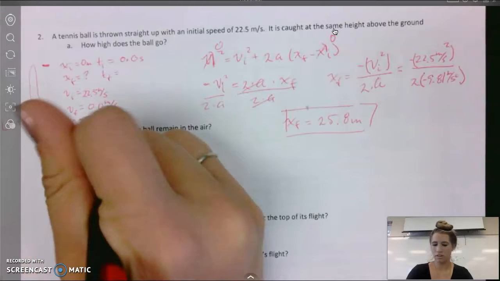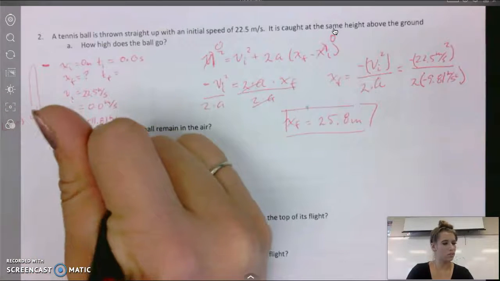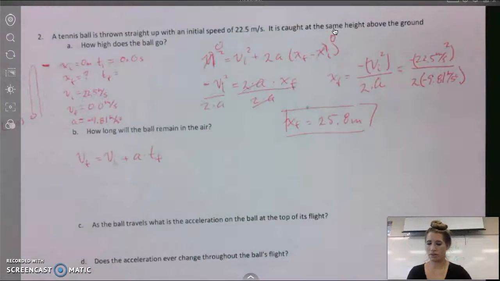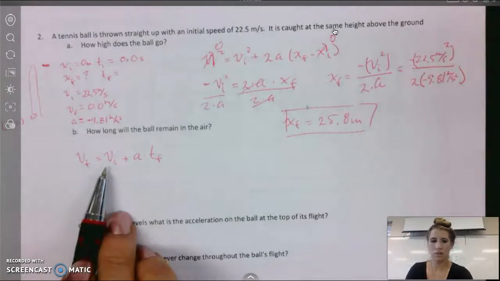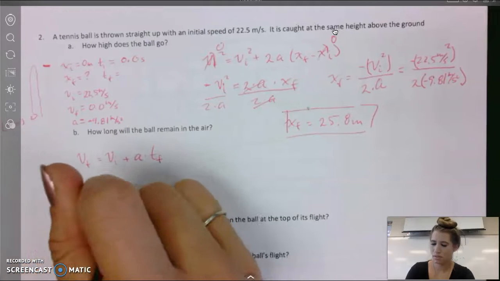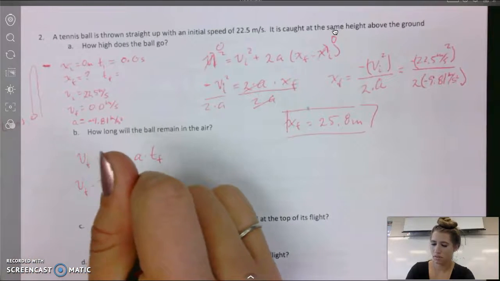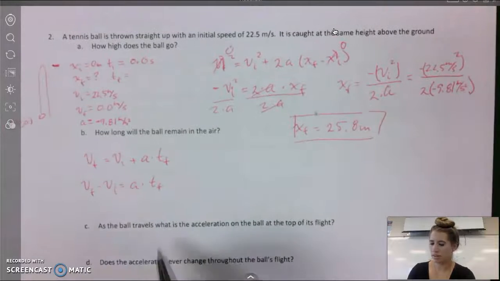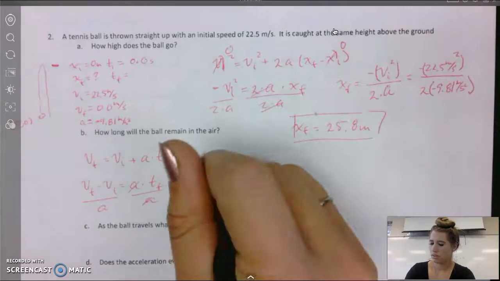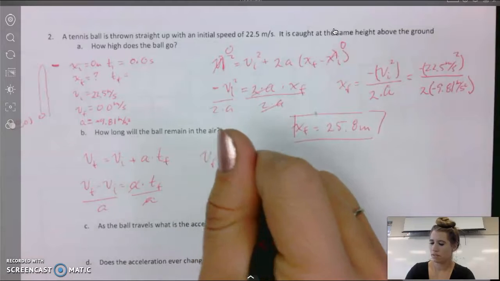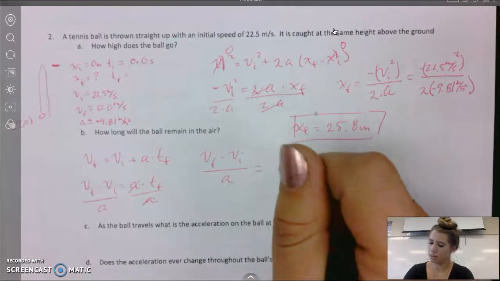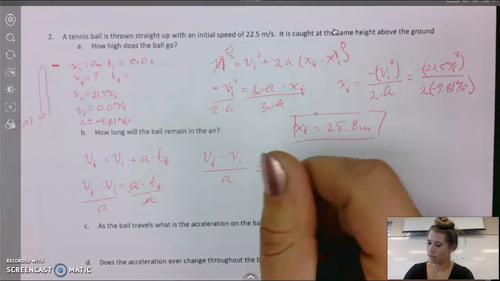Velocity final equals velocity initial plus acceleration multiplied by time final. I'm solving for time final. So I'm going to first subtract velocity initial from both sides. And now I'm going to divide by acceleration to get it by itself. So time final equals velocity final minus velocity initial, divided by acceleration. I'm going to plug in those numbers. So my final velocity was 0.